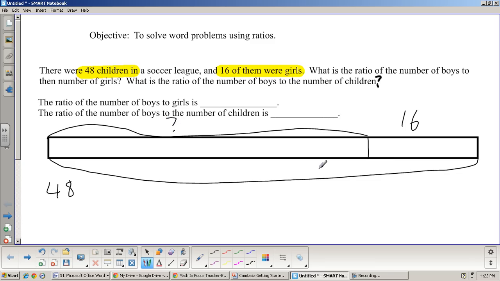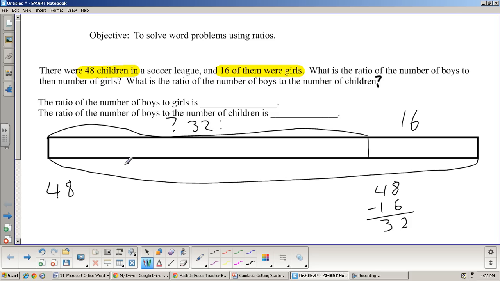So how do you figure that out? You know the whole thing's 48. You know a piece of 16. You're looking for this. That means I need to do subtraction. 48 minus 16 equals 32. So that means that there are 32 boys to 16 girls. 32 to 16 girls.